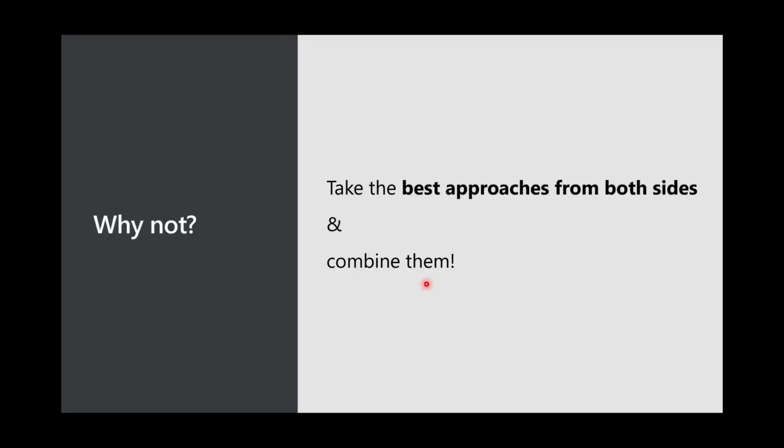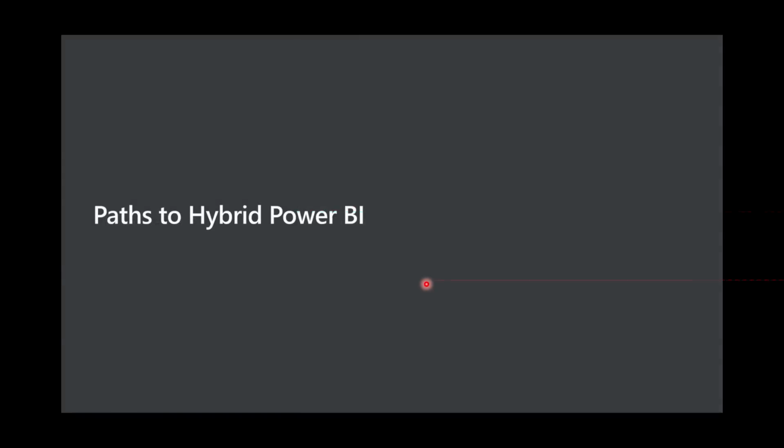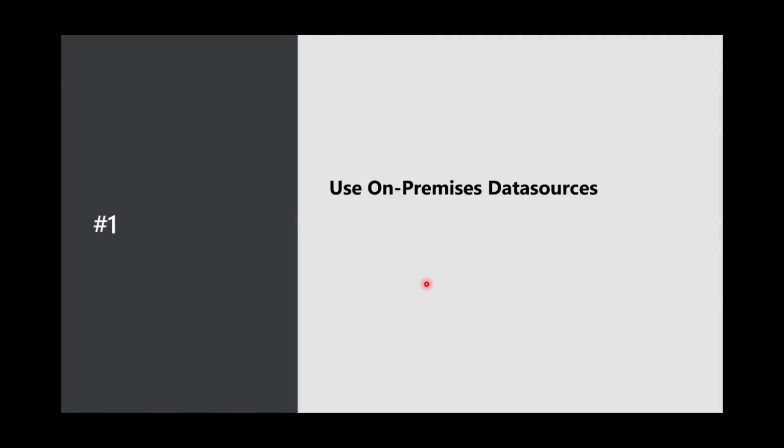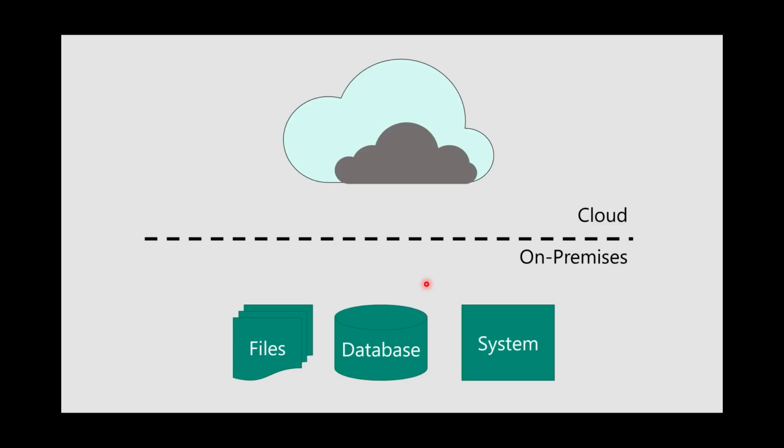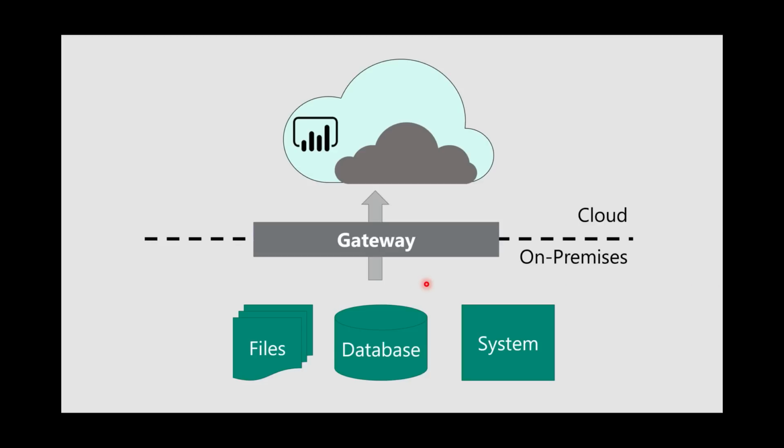What else can be done in a hybrid Power BI environment? There are different paths to getting to a hybrid Power BI infrastructure. The first one, and the one most people think of, is the hybrid story using the gateway. We are storing our data on premises. We have databases, we have files, we have other systems that are running on premises. And we have Power BI in the cloud. So we have some sort of separation, and what we need is a connection. And that connection, I already mentioned it, I don't know how many times, is the gateway.